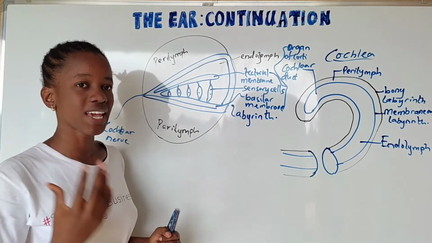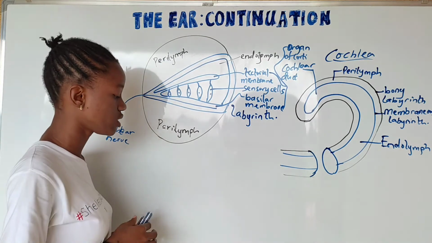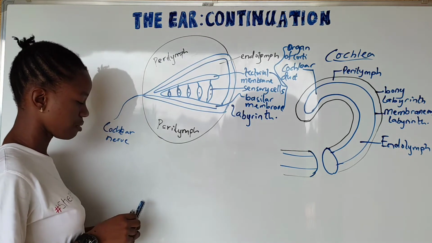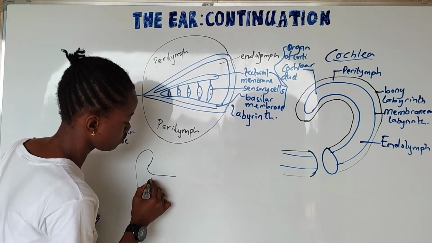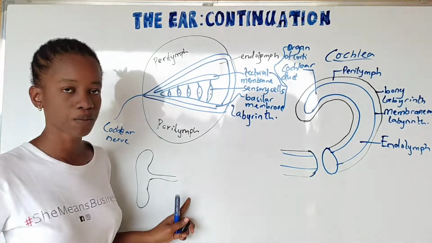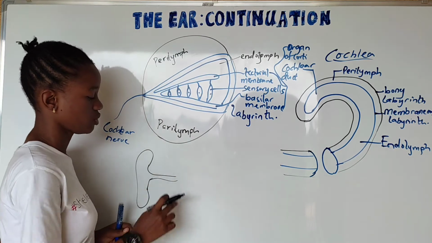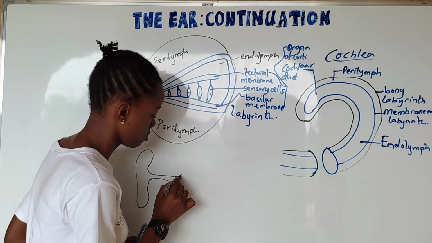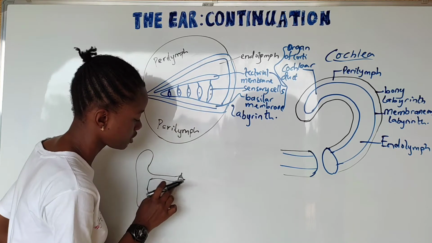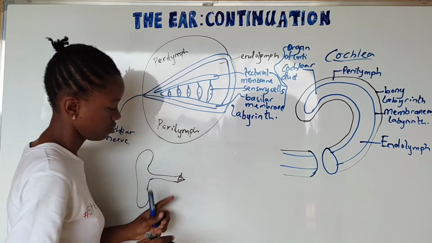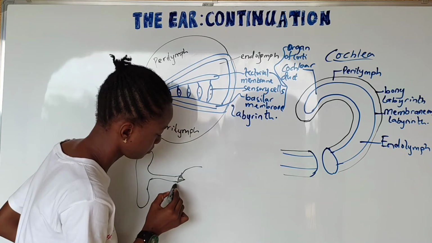The pinna collects sound waves, and it passes them through the ear canal, which is this. We dealt more with the structure in the other video. We're going to draw it a little here.